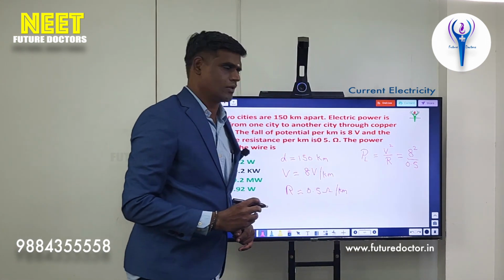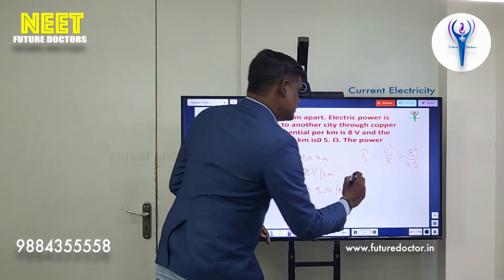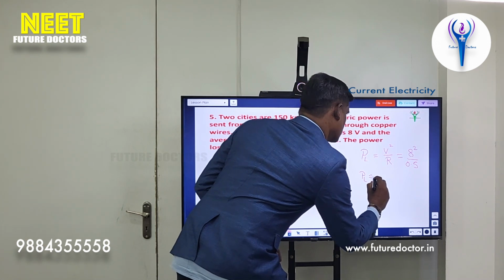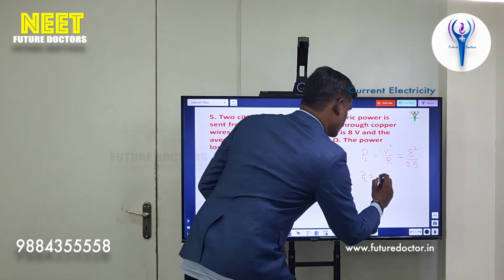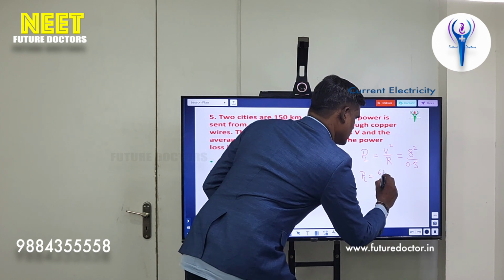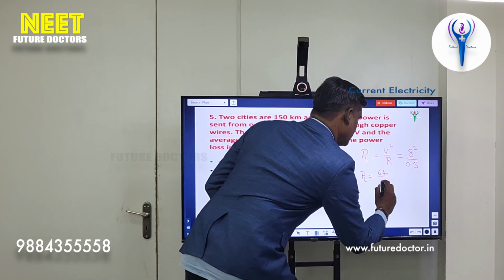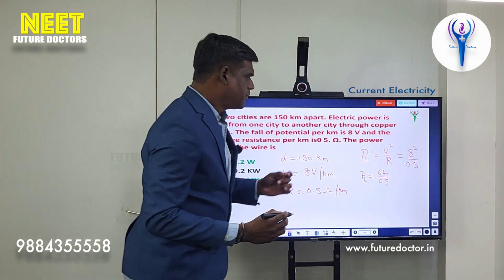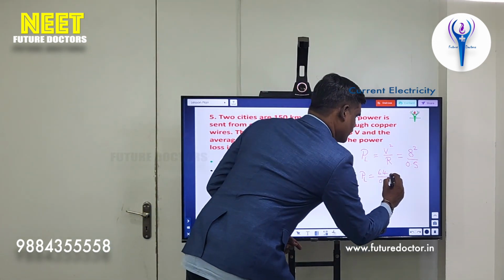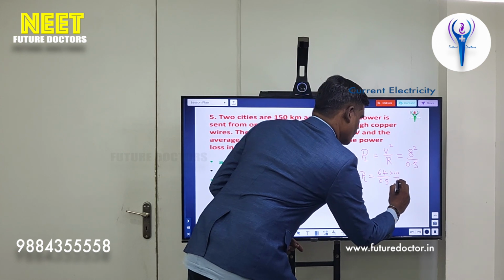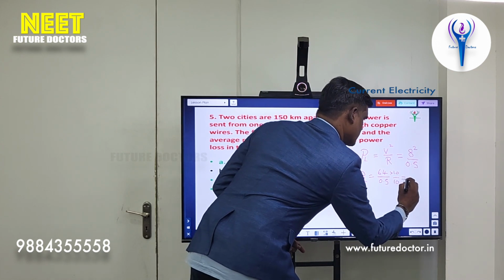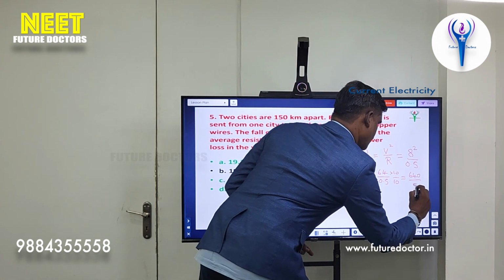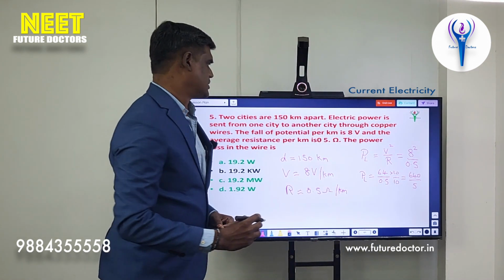0.5. Then power loss is equal to 8 squared, which is 64, divided by 0.5. To simplify this, multiply and divide by 10. Then you will get 640 by 5. Simplify this.